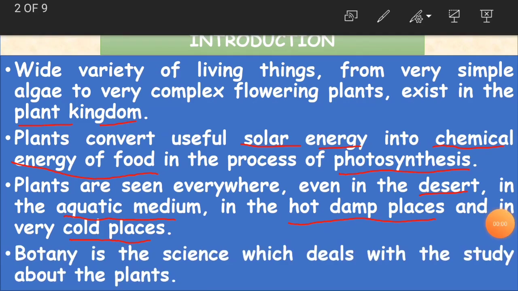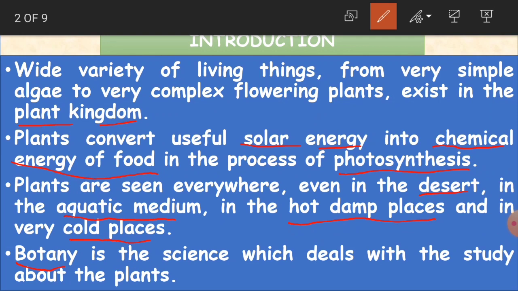Okay, botany is the science which deals with the study about the plants. So botany, what is it? It is the study about the plants. Like in science we learn about plants, animals, the human body, and chemical reactions. So if you particularly want to study about plants, then this subject comes under botany. We call this botany.